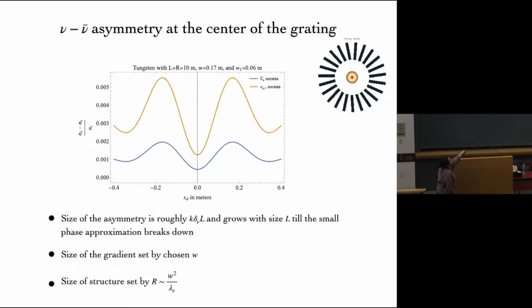The size of the gradients, the wiggles that you see, are set by W, and that's not because of any property of the neutrinos, but because this is how we design the structure. So this whole shape of the structure also determines the size of the gradients, okay? And the overall size of the structure is related to the width, basically because of diffraction.